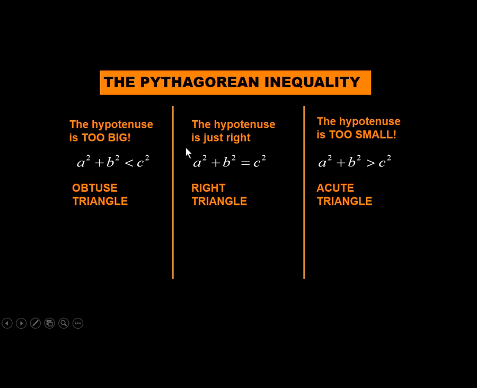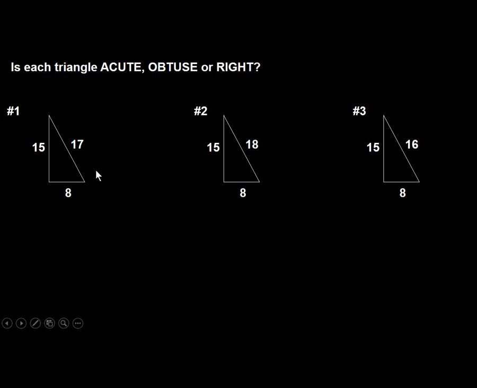Now, this is a lot of words to remember here, but basically, if the hypotenuse is too big, it's obtuse. If the hypotenuse is too small, it's acute. If the hypotenuse is just right, it's a right triangle. So in each of these problems, we want to decide: is the triangle acute, obtuse, or right?